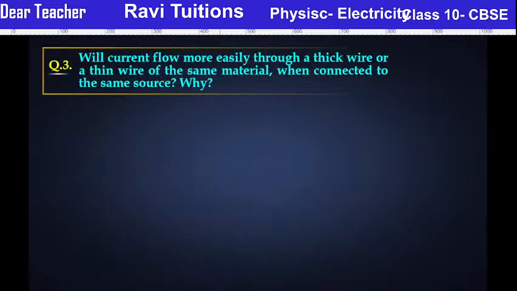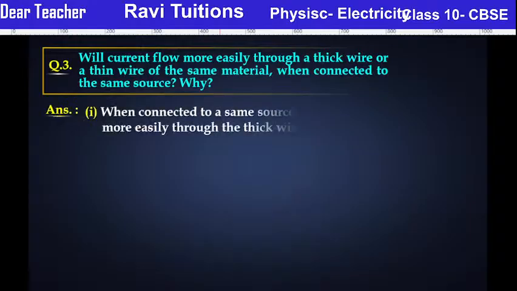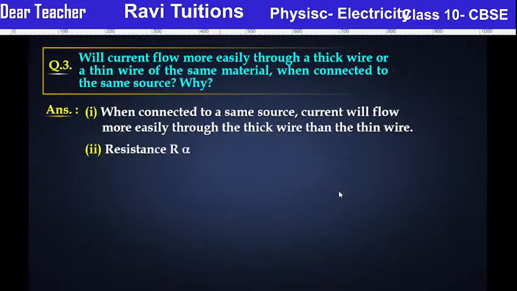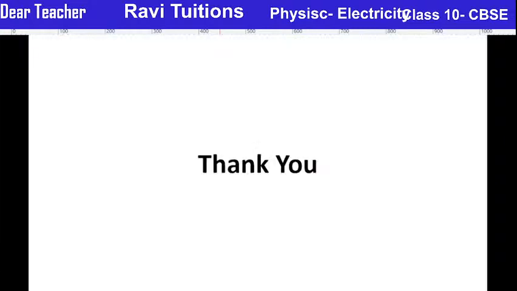One more question. Will current flow more easily through a thick wire or a thin wire of the same material when connected to the same source? Why? Answer: when connected to the same source, current will flow more easily through the thick wire because its area of cross section is more than the thin wire. So resistance is inversely proportional to area of cross section.